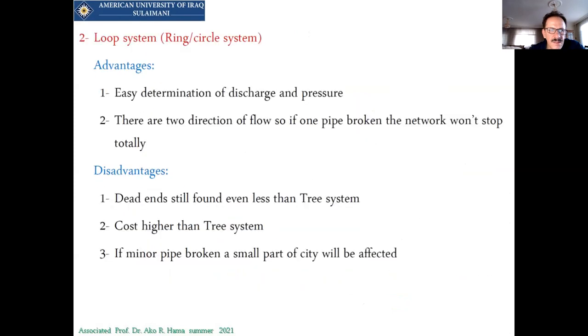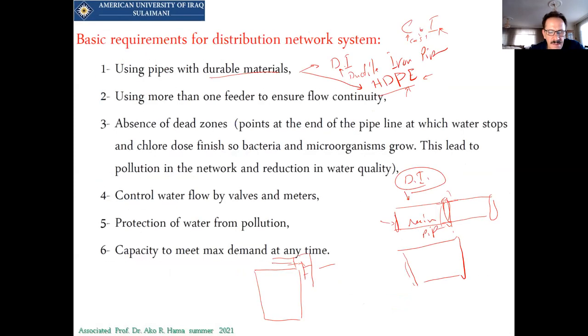Now, this is what we have in the diameter. So that should be durable materials. Also, we need to ensure flow continuity. We have something called dead zones. Dead zones are the zones at the end of the distribution network. It means the last houses or the last point, after which the pipe will be closed, or there is no diversion of the flow. We have to avoid these zones.